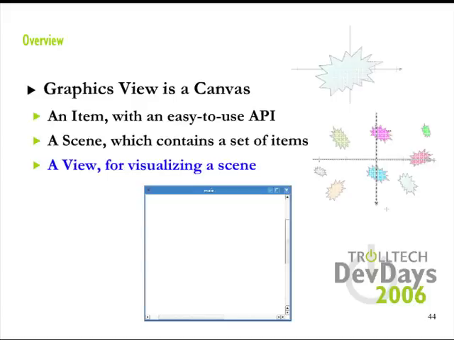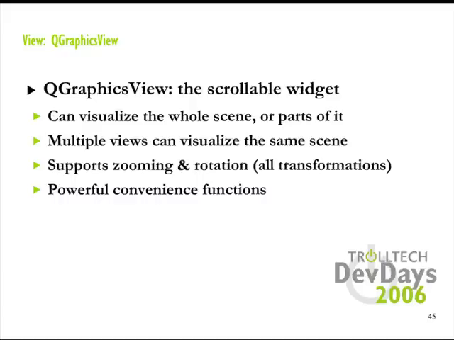So then we move on to the view. Now the view is the widget that represents or visualizes the scene. Can anybody guess which function it uses? Float and scroll bars are integer based in Qt. Well, it uses the graphics scene render function, of course. So it can be used to visualize the whole scene or part of the scene.